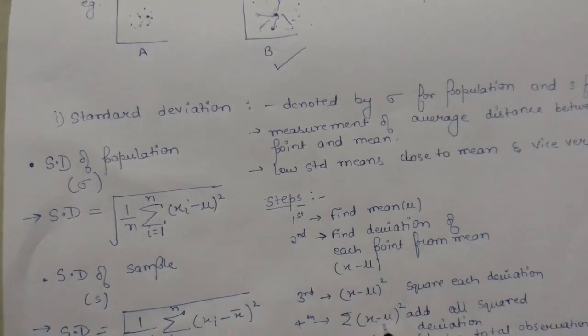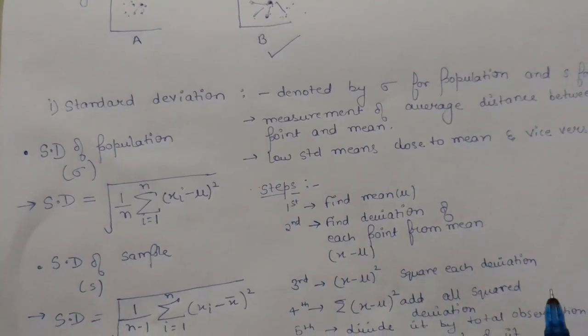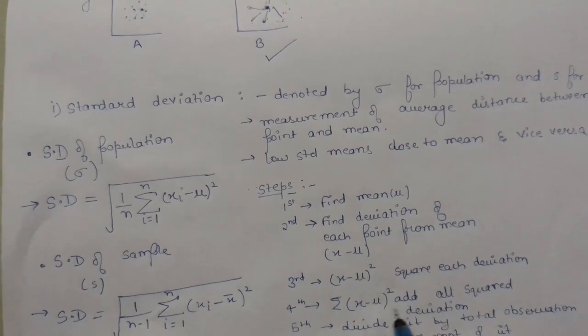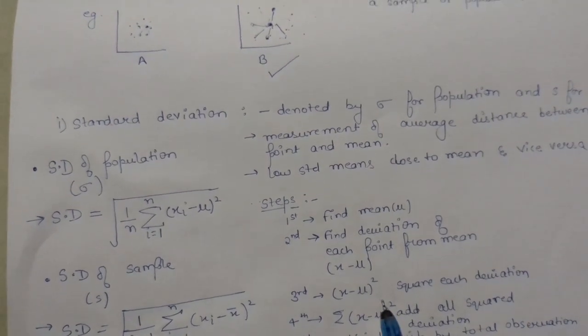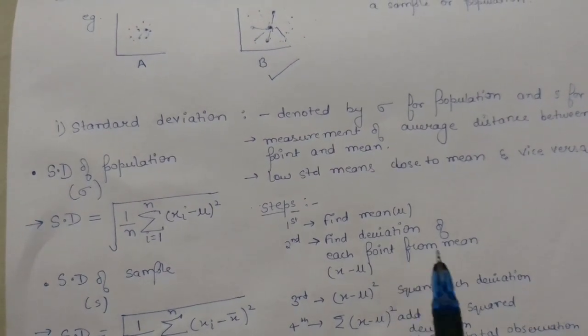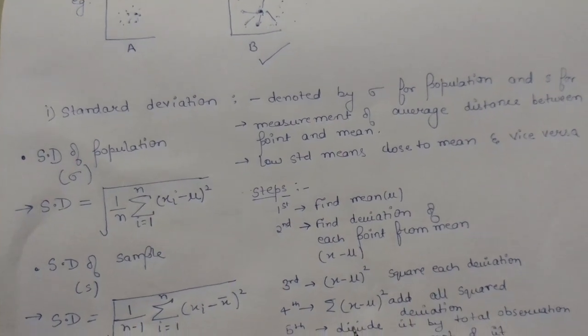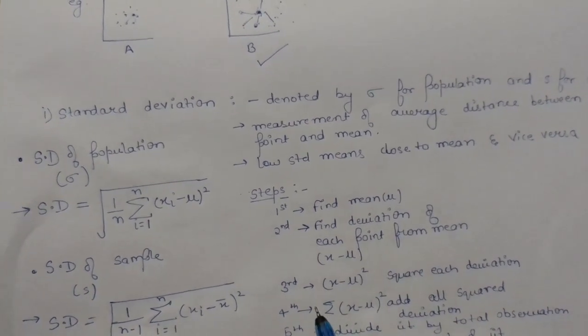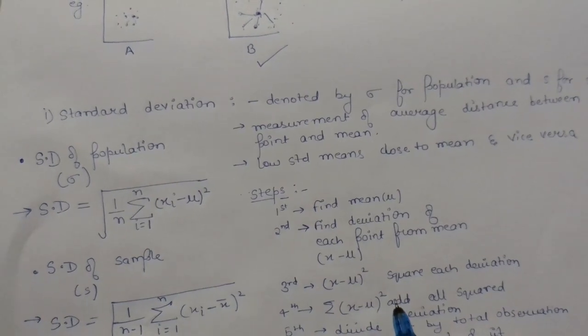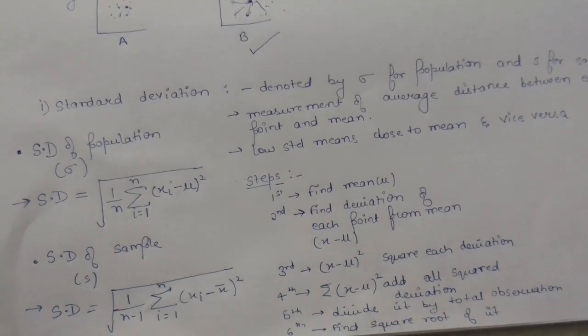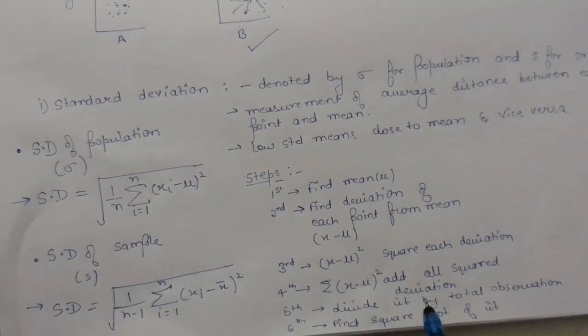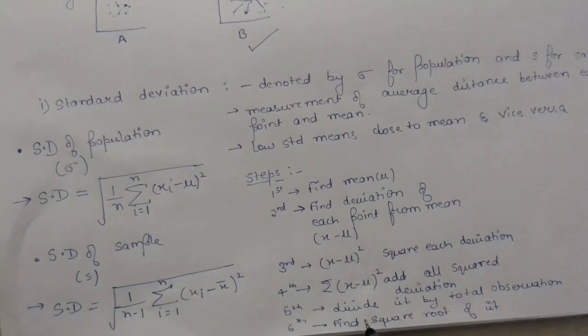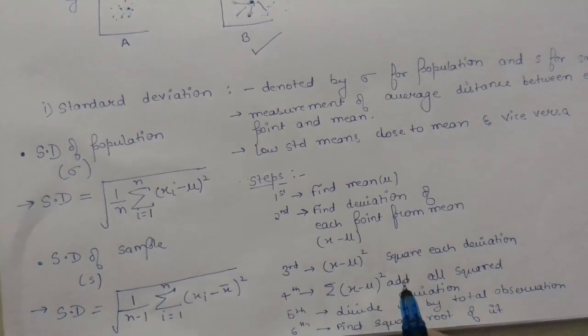After doing the summation, we divide it by the total number of observations, that is, the total number of data points we have. We divide the summation of all square deviations by this, and after this the last step is to find the square root of it. और end में हम सबका square root ले लेंगे.